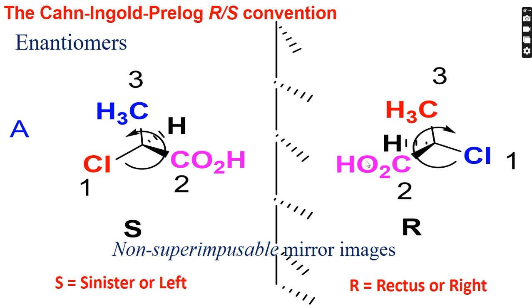This kind of formula is called the flying-wedge formula. For any molecule drawn this way, with the fourth group in the back, you can assign the nomenclature by looking at whether the direction is clockwise or anti-clockwise. If it is clockwise with the fourth group in the back, it is R. If it is anti-clockwise with the fourth group in the back, it is S, meaning sinister, left-handed, and if it is clockwise, it is right-handed.